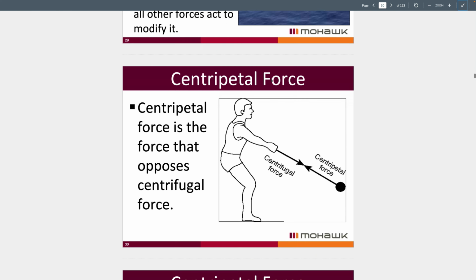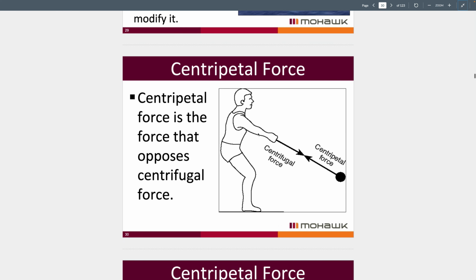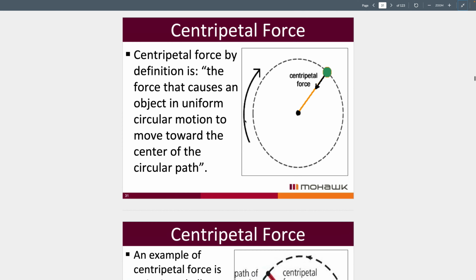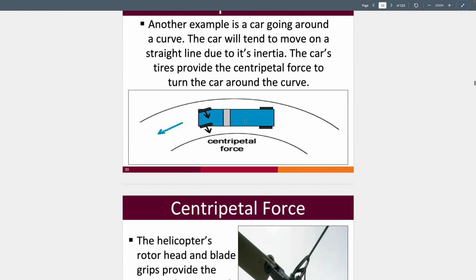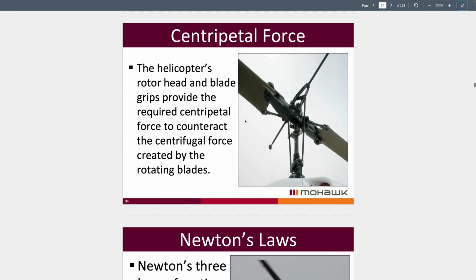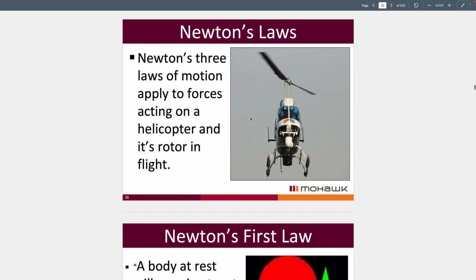This is an example of what centrifugal force looks like. Centrifugal force is the force trying to pull this heavy mass away from this individual, while the centripetal force is the force that the individual is exerting on that ball to keep it under control. The helicopter's rotor head and blade grips provide the required centripetal force to counteract that centrifugal force.